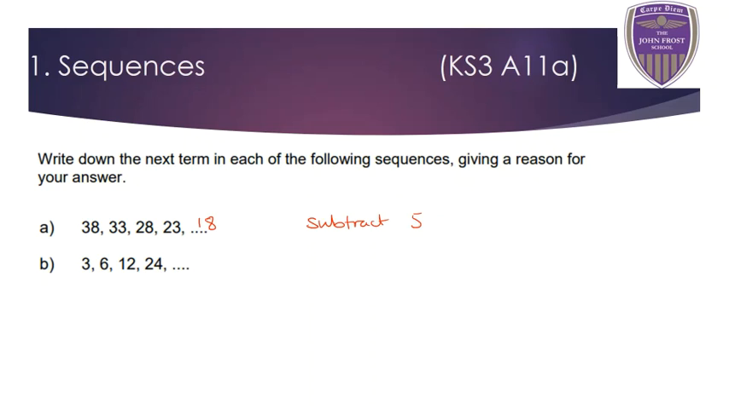Yeah, that's pretty easy. Then for the next one, it goes up by 3 the first time, then it goes up by 6, then it goes up by 12. So it's not going up by the same amount each time, so it's definitely not add or subtract this time. But hopefully you can notice that if I double the first one, I get the second one. If you double the second one, you get the third one, and so on. So the rule is that we multiply by 2. The next number in the sequence would be 48, and for your reason you can say multiply by 2, or if you want to write double instead, that's the same thing.